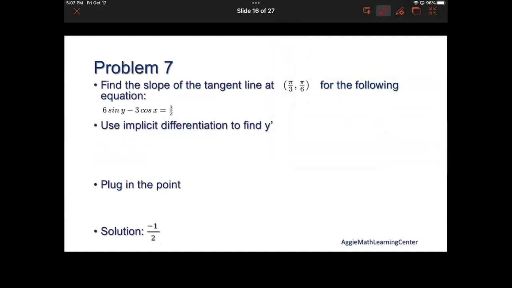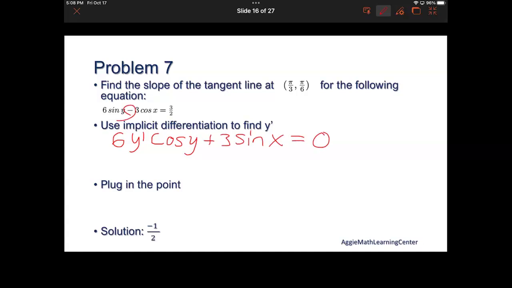Okay, so for this problem, we take the derivative. So we'll get 6, and the derivative of sine is cosine y. And we still need to use the chain rule, so we'll get a y prime out front. Then for this part, a lot simpler. We'll get a negative sine, so we can move over that negative to up here, combine it with that one. So we get 3 sine x, derivative of 3/2, 0. So that's what we get for our value.